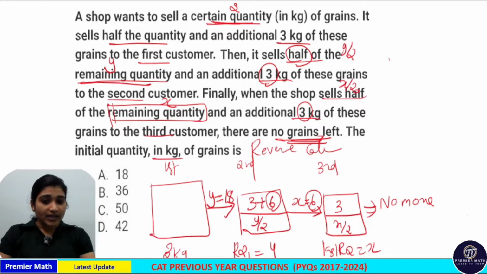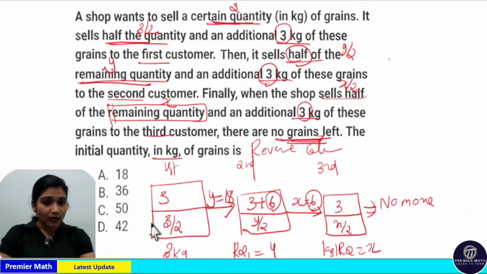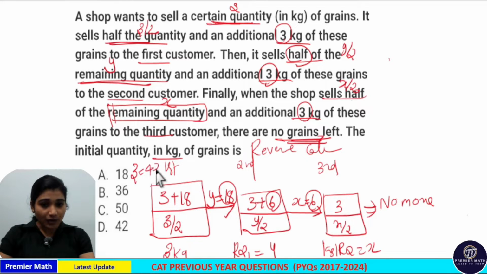Now initially he is left with z kilogram, and he is transferring half of the quantity, that is z by 2 plus additional 3, to the first customer, which means he is transferring z by 2 plus 3 kilogram. Then he is left with 18 kilogram. After giving z by 2 plus 3 to the first customer, he is left with 18 kilogram, which means z by 2 plus 3 plus 18 represents z. Then z by 2 is equal to 21, means z is equal to 42. So option D is your answer.